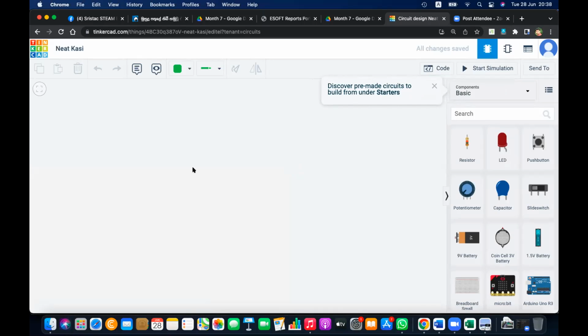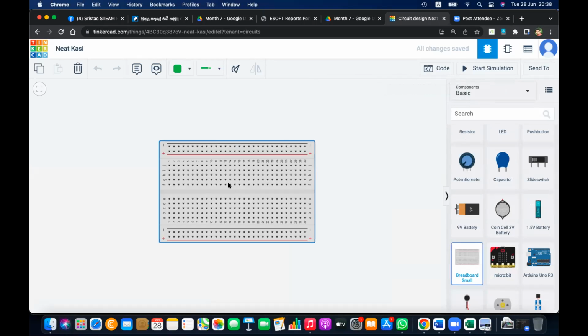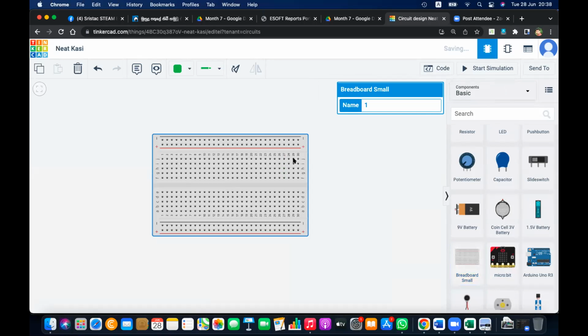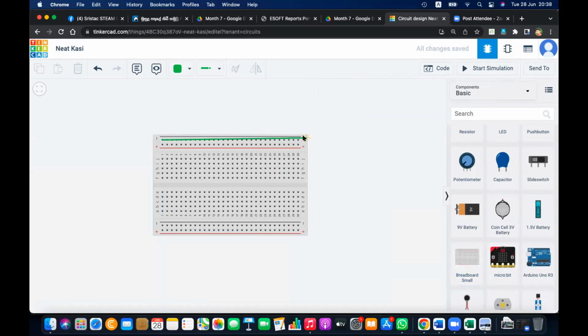Let's take a breadboard. So today we are going to practice with the breadboard, and let me explain the wiring first. The breadboard wiring is like this. When you connect something here, it is fully connected. Everything will be connected.